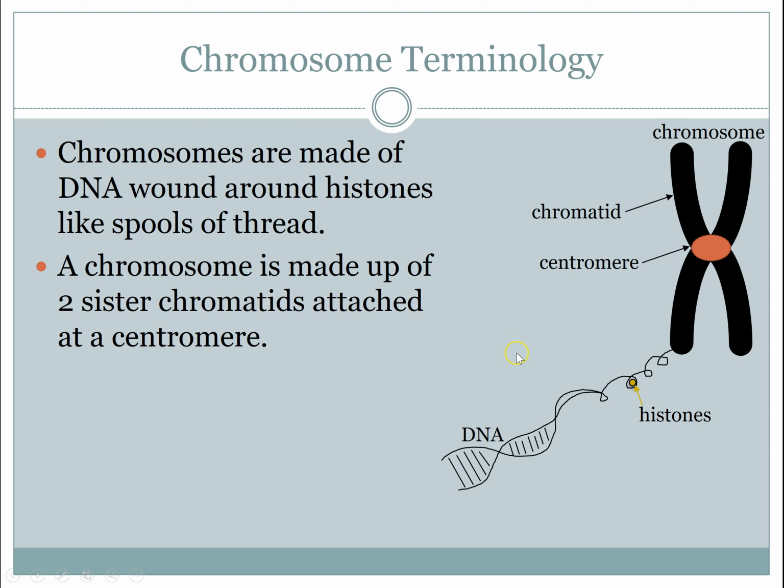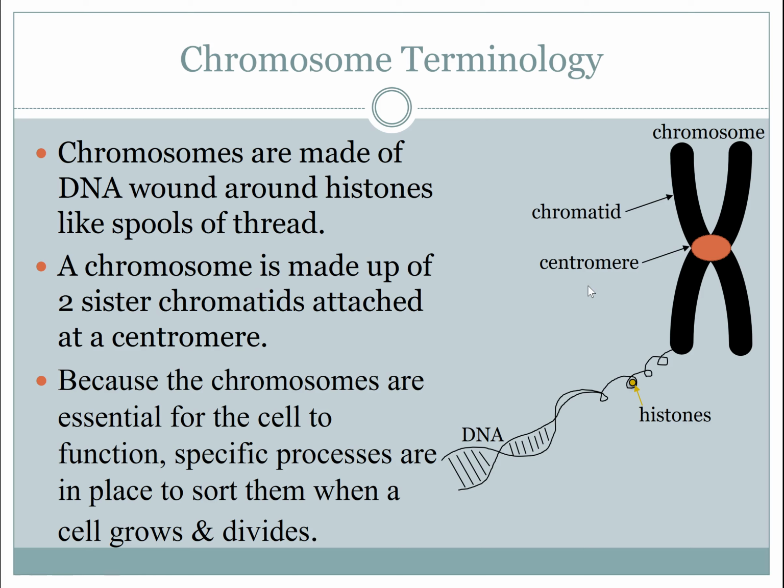A chromosome is made of two sister chromatids attached at a centromere. So here's one chromatid, one half of the chromosome, and this is the other chromatid. Sometimes we call them sister chromatids because they have matching genes on them, and they are attached by a centromere at the middle.